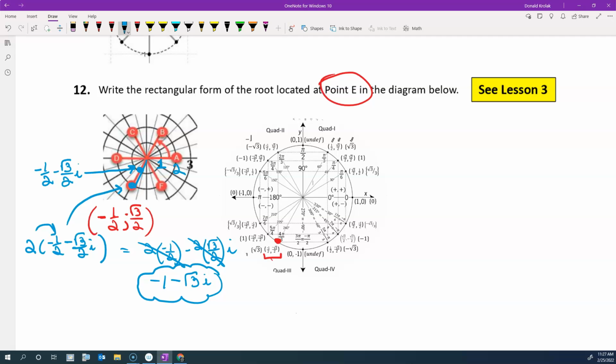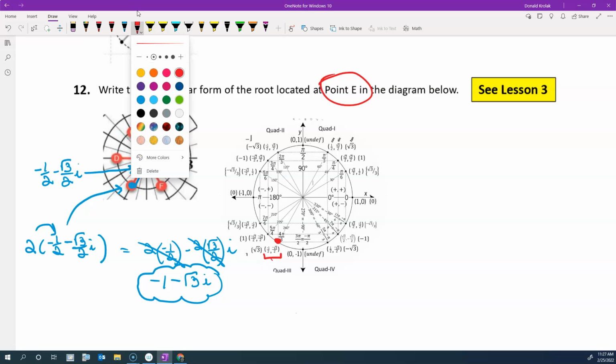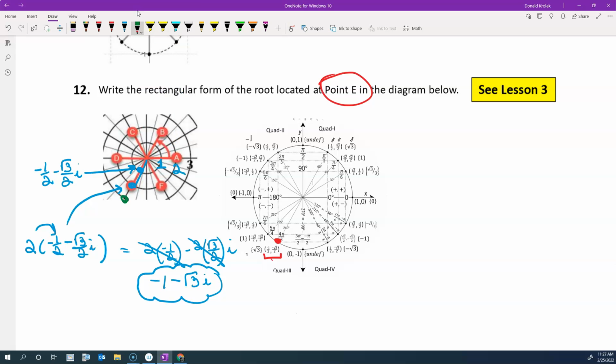If it was one more out, then I'd multiply it by 3. So if it was all the way, like if I put it right there, that one would be 3 times negative 1/2 minus root 3 over 2 i. So each time you go out, you're just multiplying. That's the new modulus. You're multiplying the coordinates by that modulus.